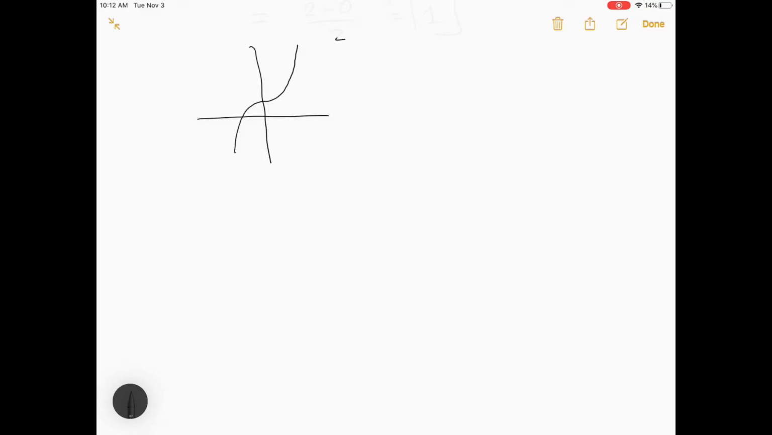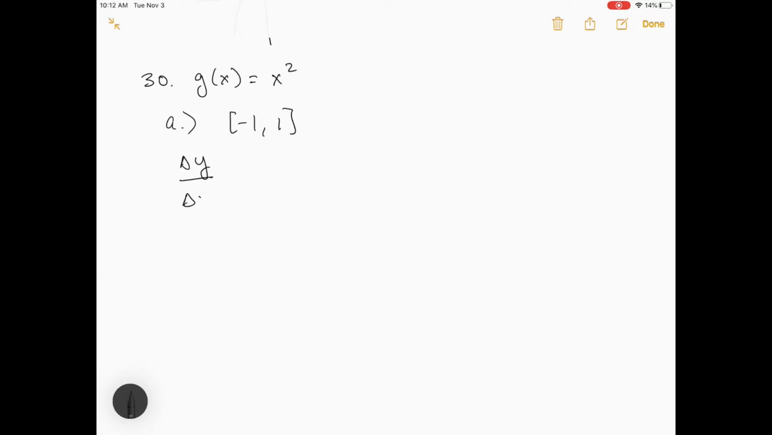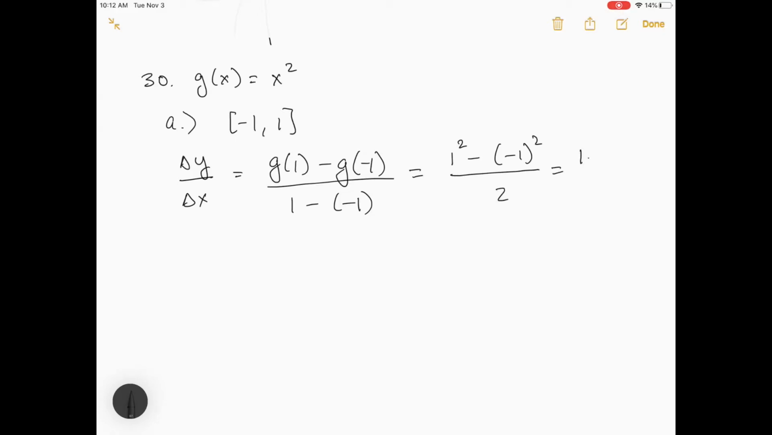Okay, looking at another problem, number 30. The function here is g(x) is equal to x squared. Part A, the interval is minus 1 to 1. Using the formula again, delta y over delta x is equal to g(1) minus g(minus 1) divided by 1 minus negative 1. Writing out my functions, I have 1 squared minus negative 1 squared divided by 2. So I have 1 minus 1 divided by 2, which is 0.